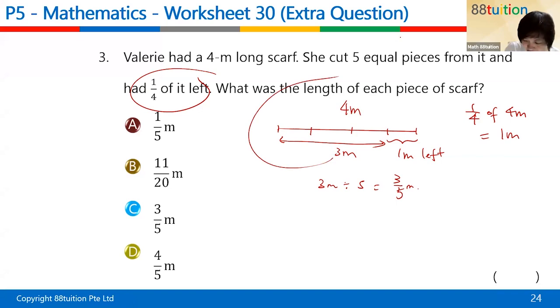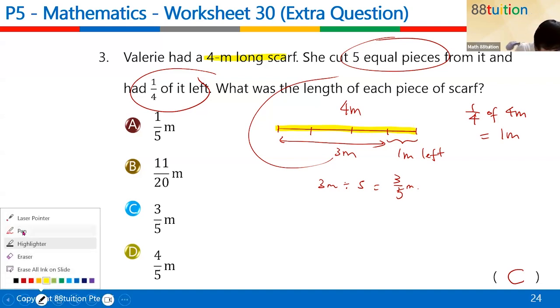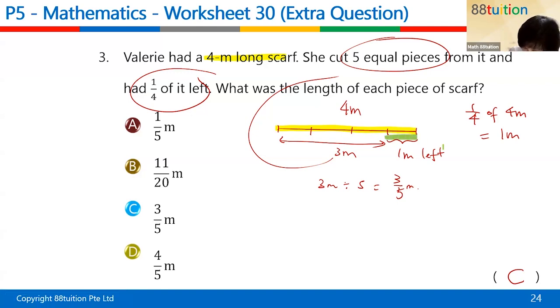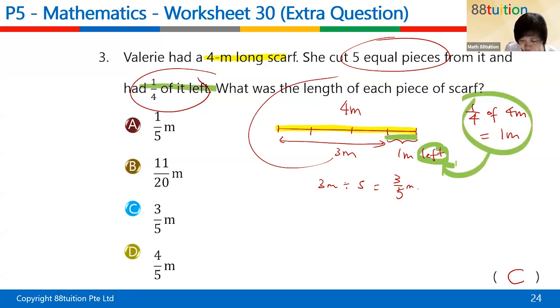Okay, and then this is cut into 5 equal pieces. All right. See here. Careful with the word, please. Let me explain for those who got it wrong. So this is called the 4 meter, right? So where's the 1/4 that is being left? Where's the left here? Okay, so this is the left. How you know? Because it says 1/4 of it, where I do the working here. So when this is 1 meter, the rest of it will be 3 meters, which is cut into 5 pieces.